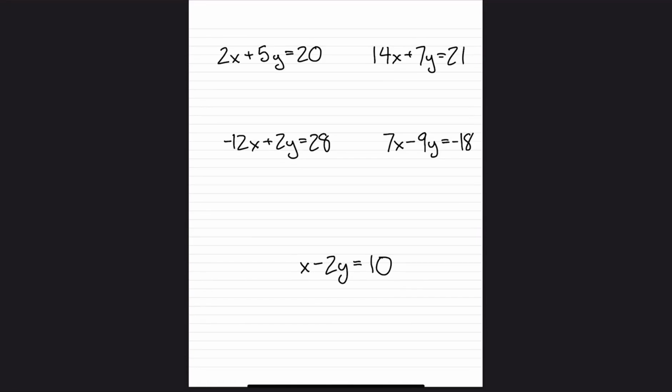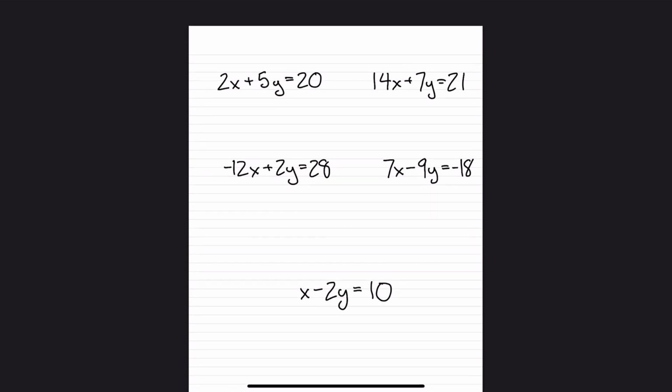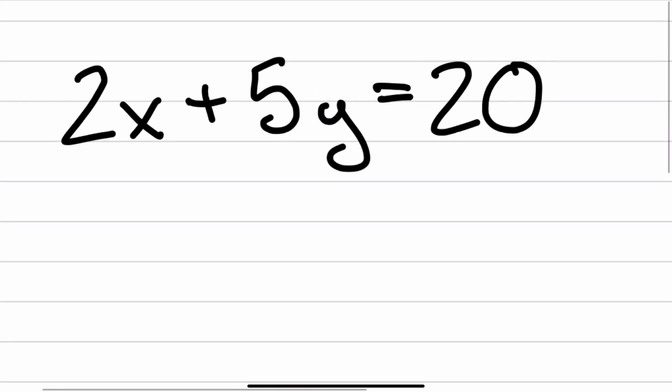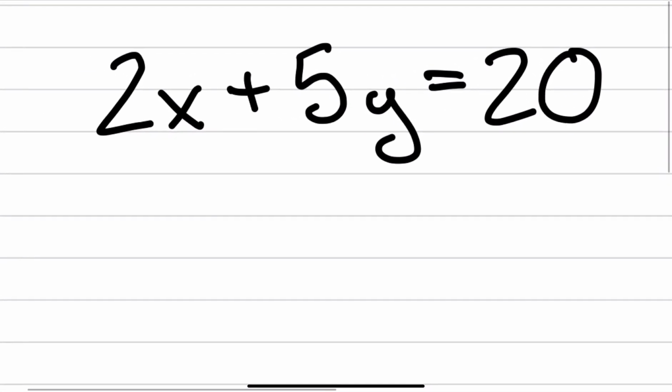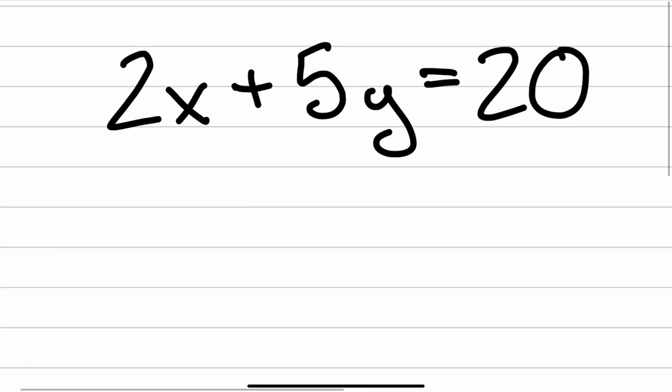All right, so this is going to be our Quizizz video. This is going to be for the standard form to slope-intercept assignment. So let's start with number 1 here. All right, so we have 2x plus 5y equals 20.